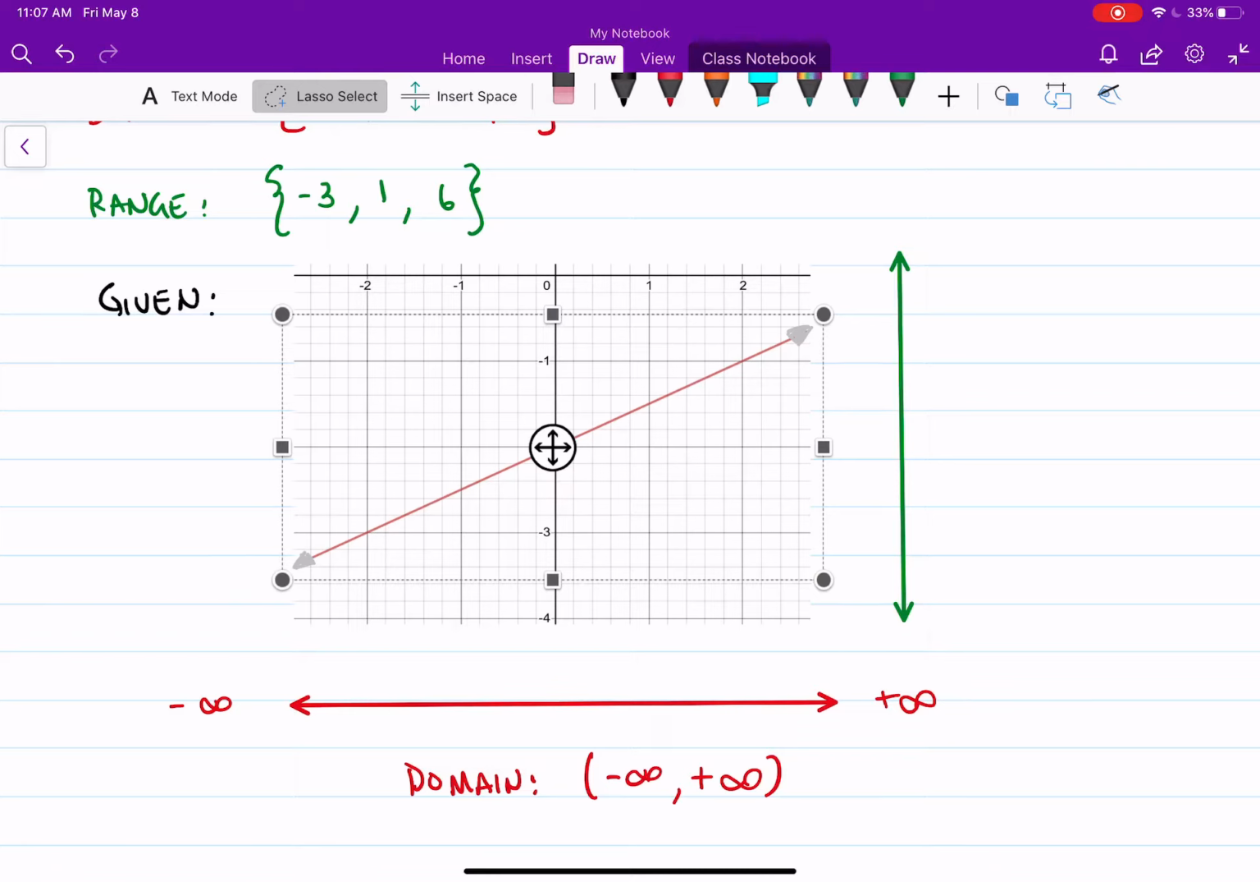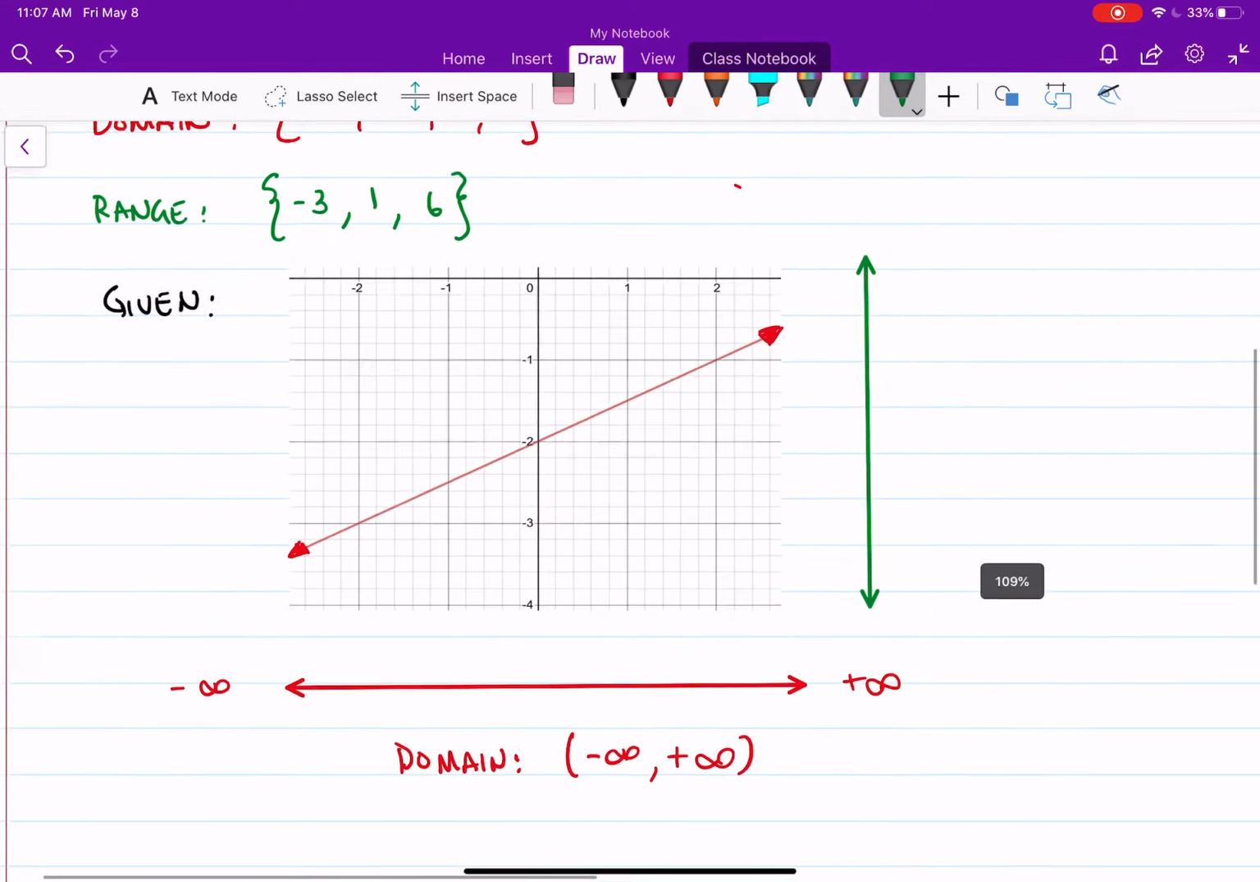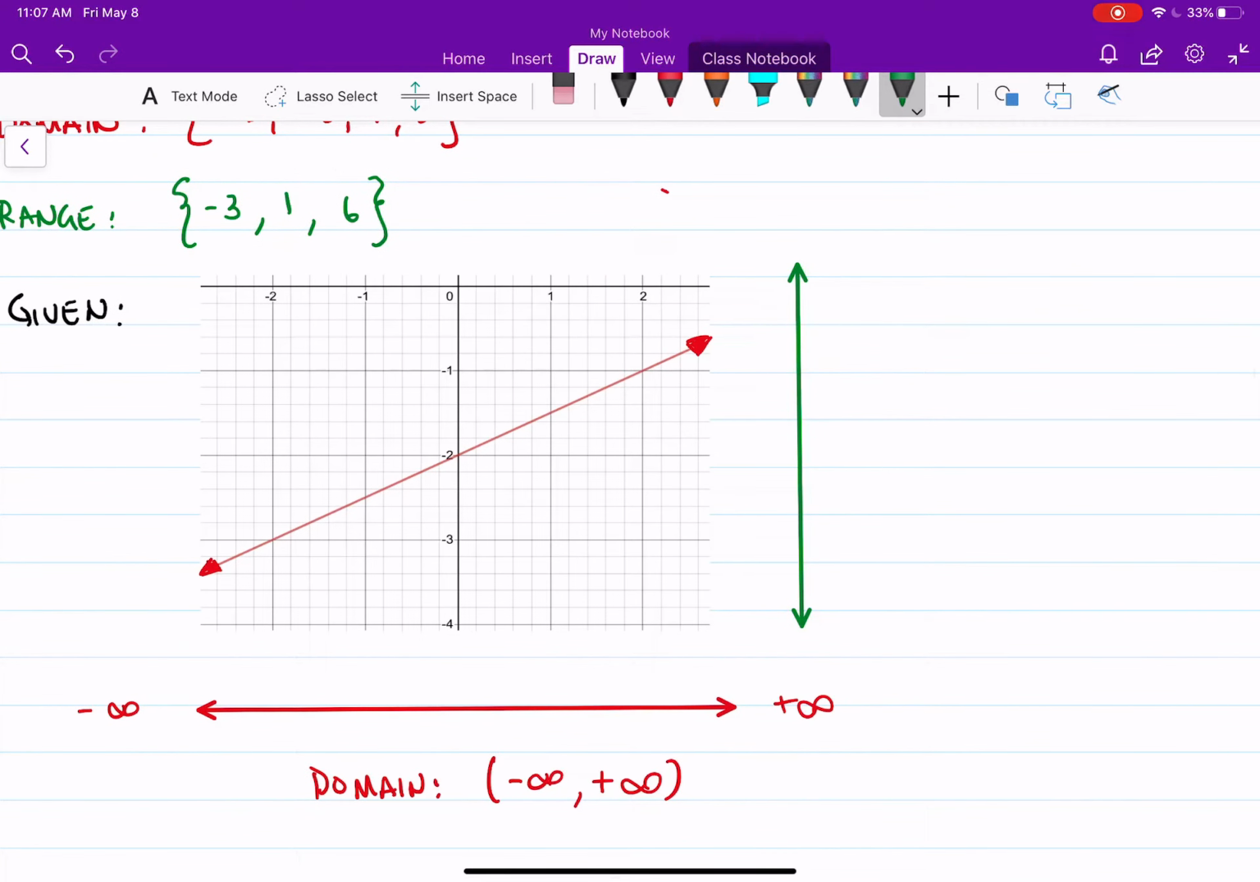There we go. With that being said, this is my range. Same thing. It points down forever and up forever. So I'm pointing down forever and up forever. So my range is going to be parentheses, negative infinity to positive infinity.